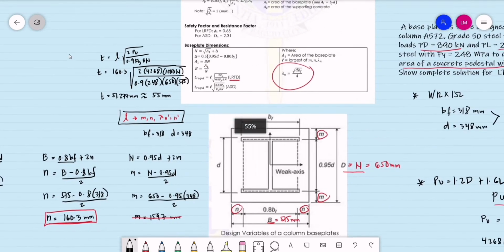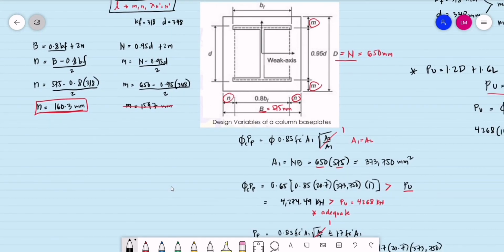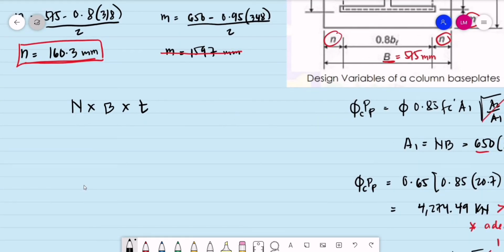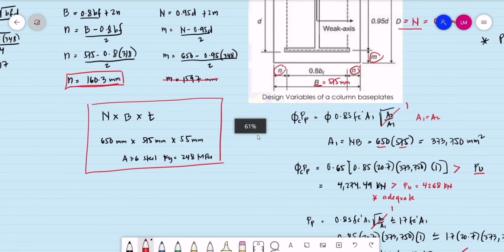So for our conclusion, the dimension of our base plate, N times B times the thickness, we are using 650 millimeters by 575 mm by 55 millimeters thick. This is an A36 steel with an Fy equal to 248 megapascals. So this will be the design of our base plate. Alright, so this is our solution for this example.